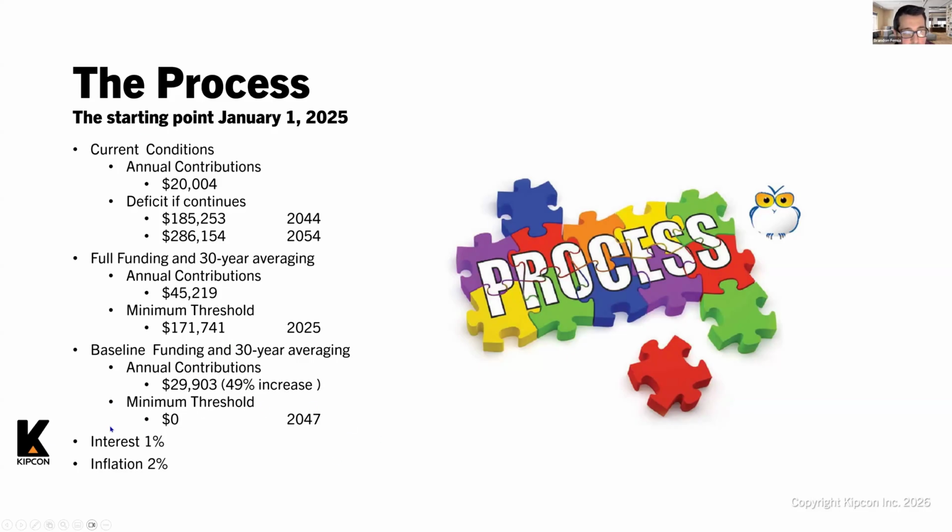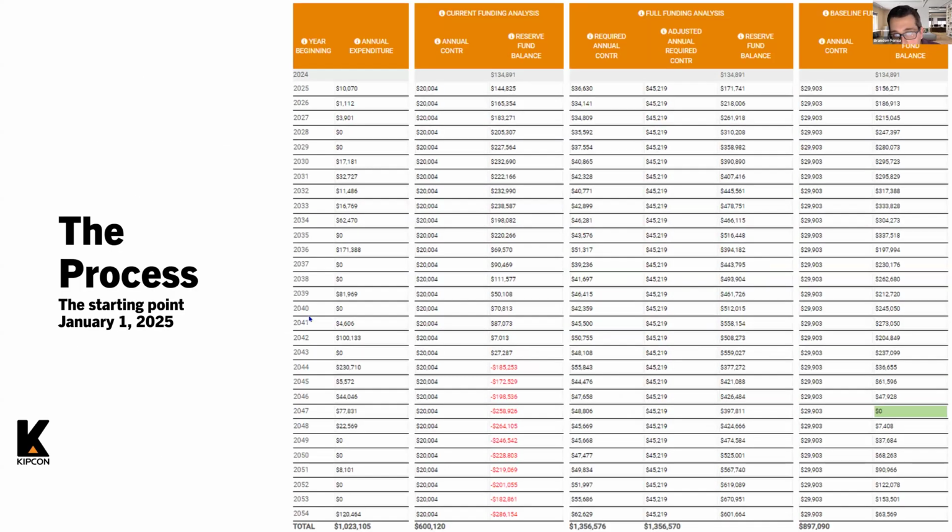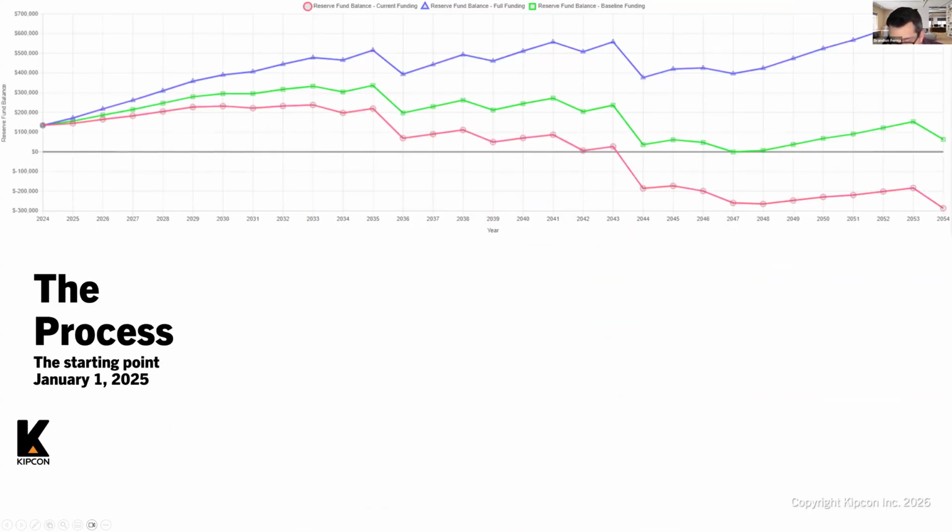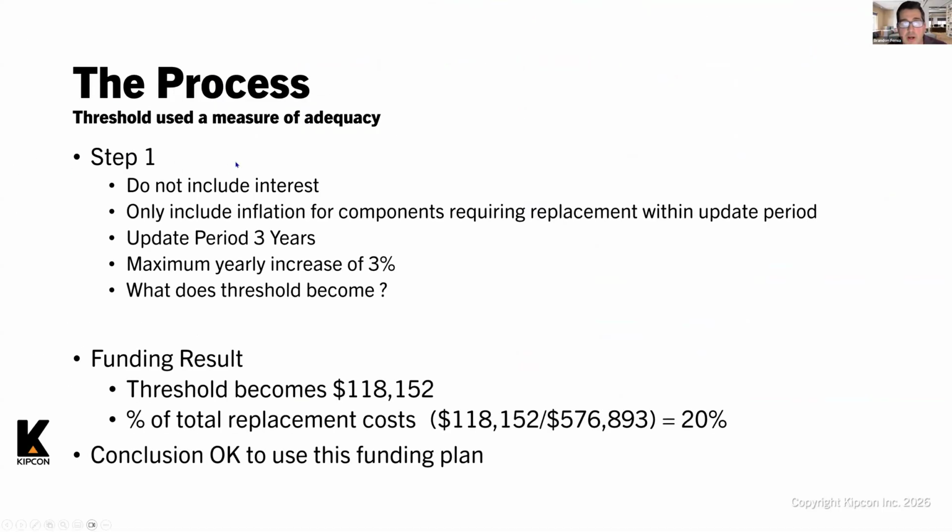And again, in this instance, we were using initially 1% interest and 2% inflation, and the question is, is that needed? So this is again what we were looking at earlier: 20,000 a year for current, 45,000 a year for full, and 29,000 a year for baseline. And now we're going to show, again, this is the same graph as previously, but now we're going to start doing some kind of trial and error here.